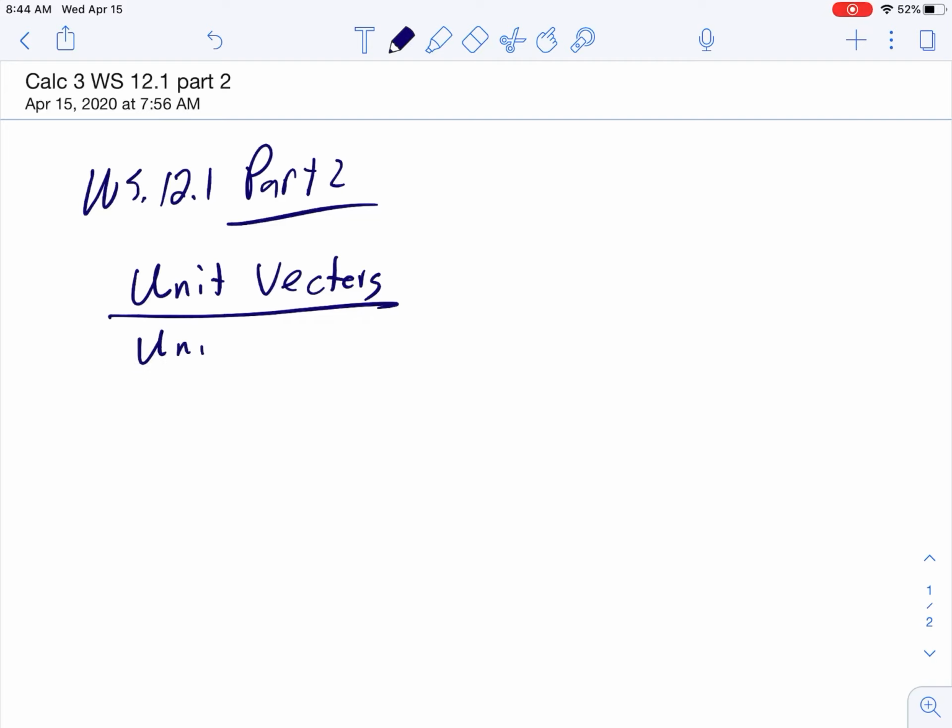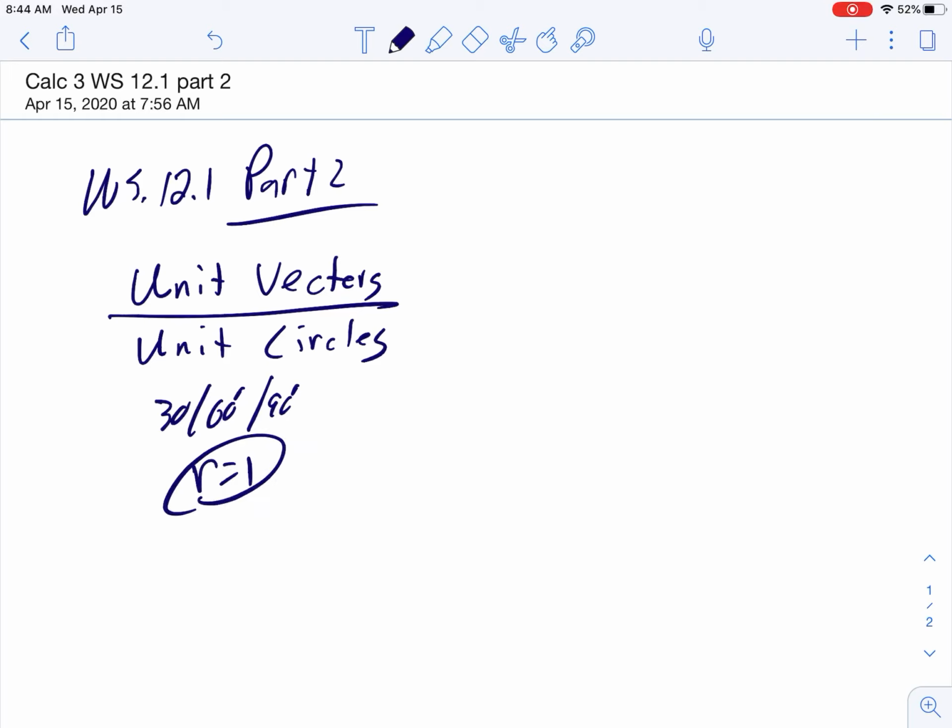You've heard of the unit circle. Well, it's the same thing, except the unit circle deals with just unique values, like 30, 60, 90 degrees, just unique vectors. But basically, on the unit circle, it deals with the radius of 1. So basically, taking a vector and reducing it. So let's take a look at some of the ones that we already have.